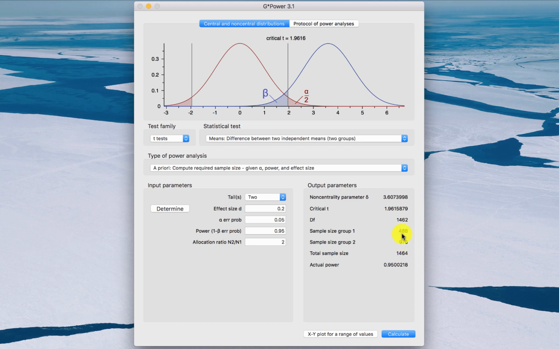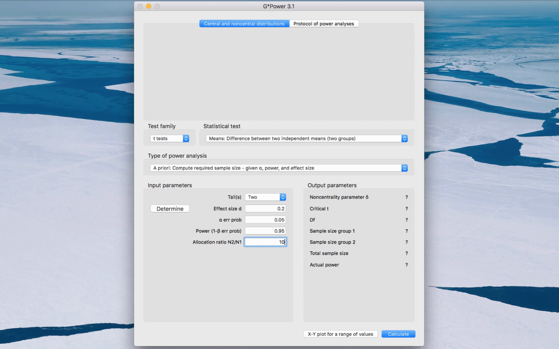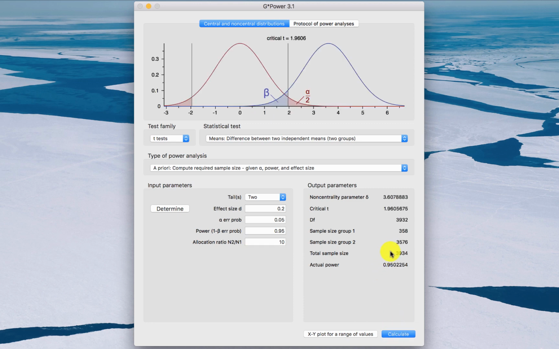Actually, it's twice as large. If we put 10 and calculate, then we've got 10 times the amount of people in group 2 as group 1. The total sample size, obviously, is those put together. You can see quite clearly that if you have the same number of people in each group, your total sample size is smaller. So try and go for the same number of people per group if you can, unless you have a theoretical reason why.